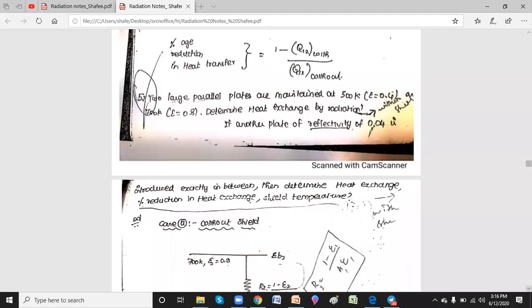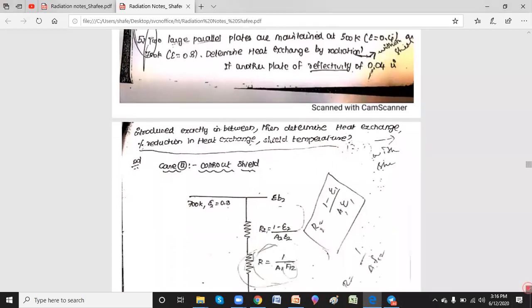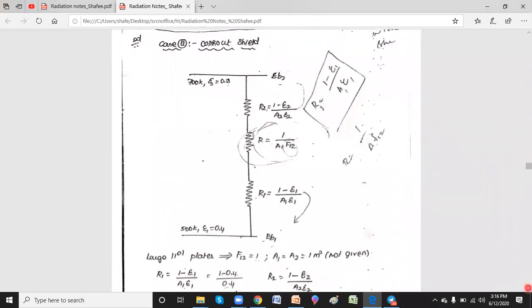Just see how it goes. So as usual, first I need to find out the percentage increase or decrease in heat transfer because of the introduction of the shield. So first you take case A without any shield kept. So this is the same. So 500 Kelvin and 0.4 emissivity.